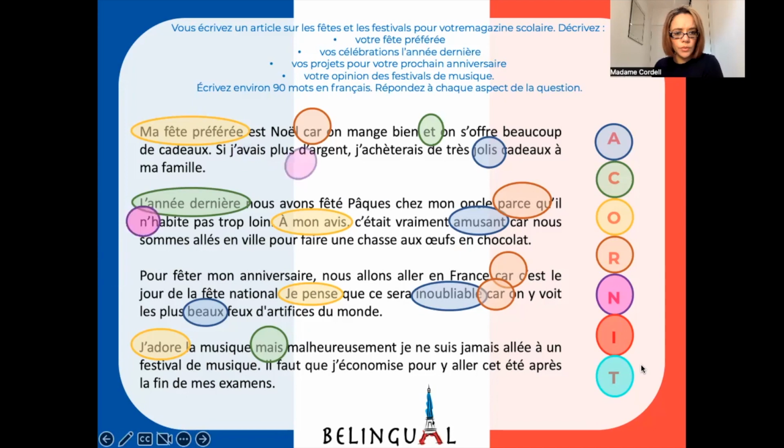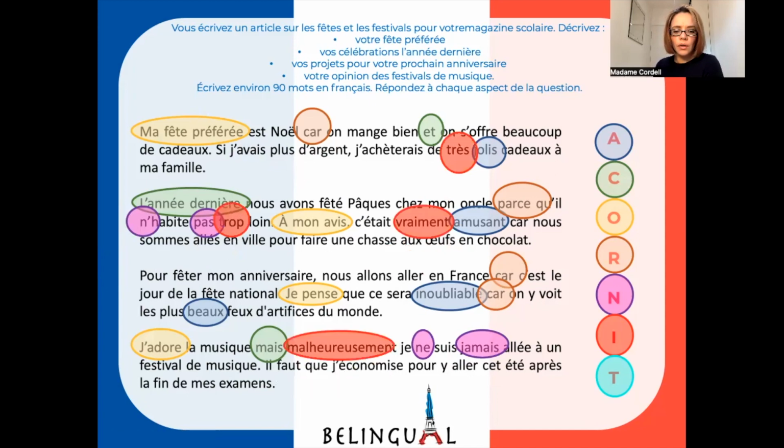We also need to incorporate a negative structure, okay? So we have il n'habite pas trop loin, so we've got the ne pas structure, et je ne suis jamais allée, the ne jamais structure as well, for never. So we have a couple, which is fine. Next, the I is for intensifiers. On a très, trop, vraiment, et ensuite on a malheureusement, bon, qui est dans la catégorie des intensifiers. D'accord?